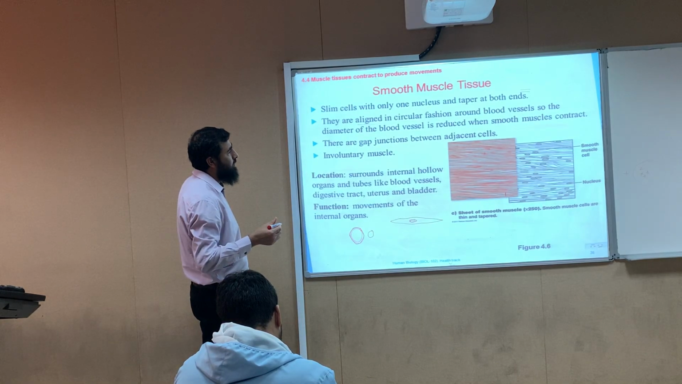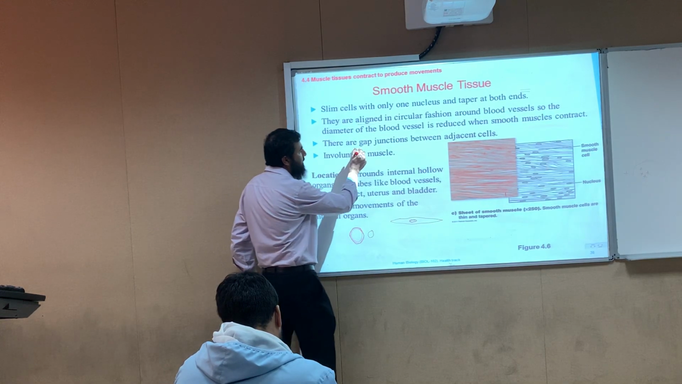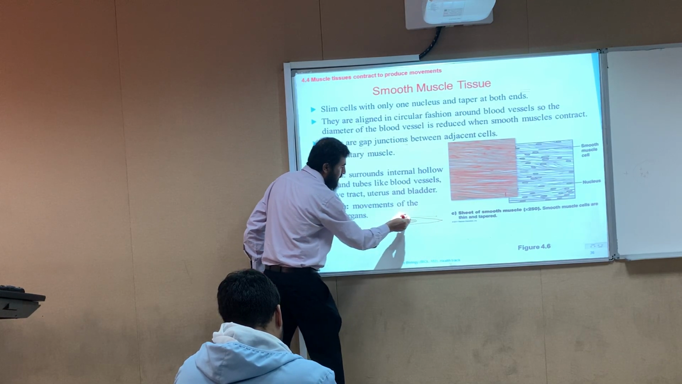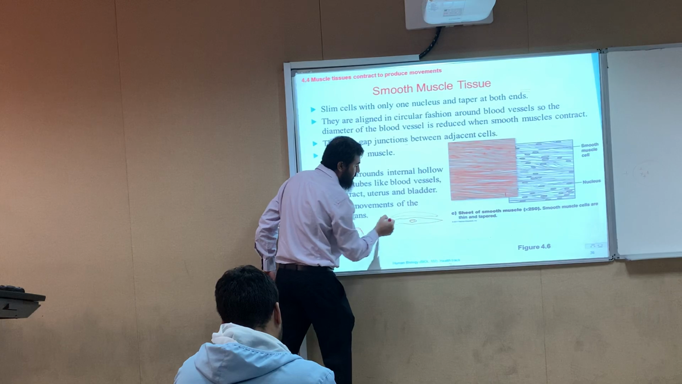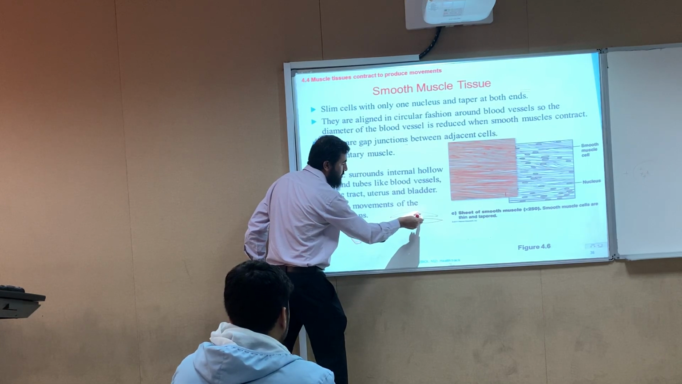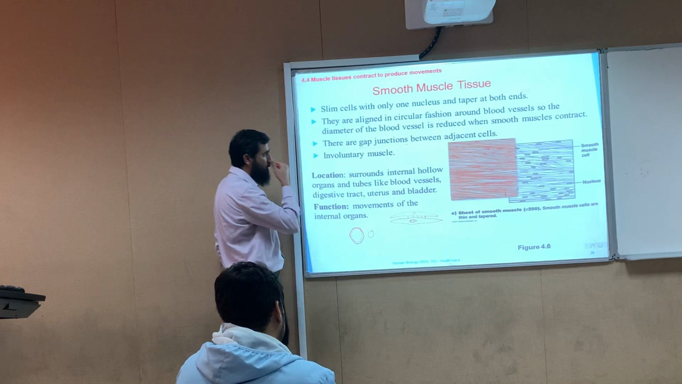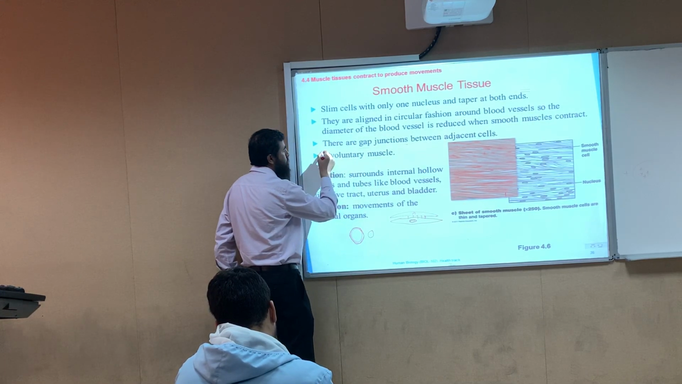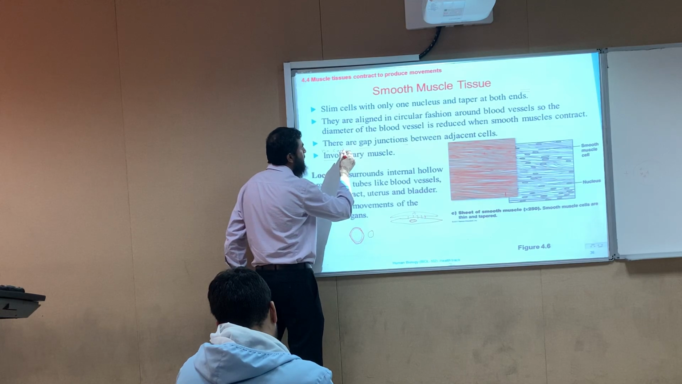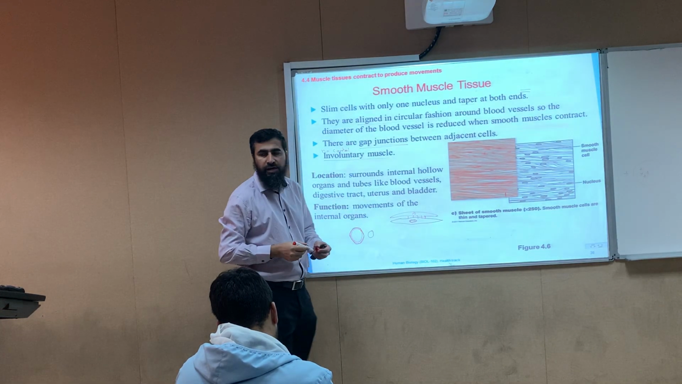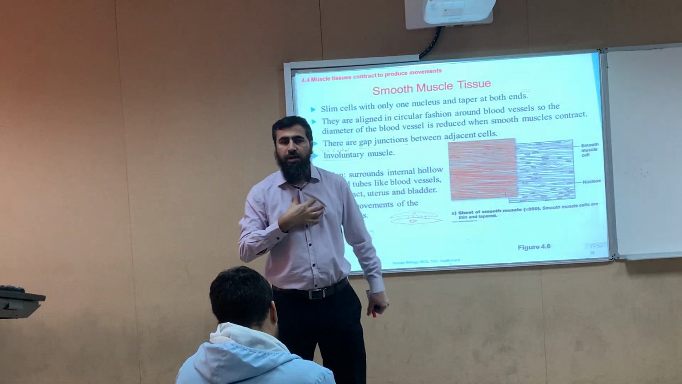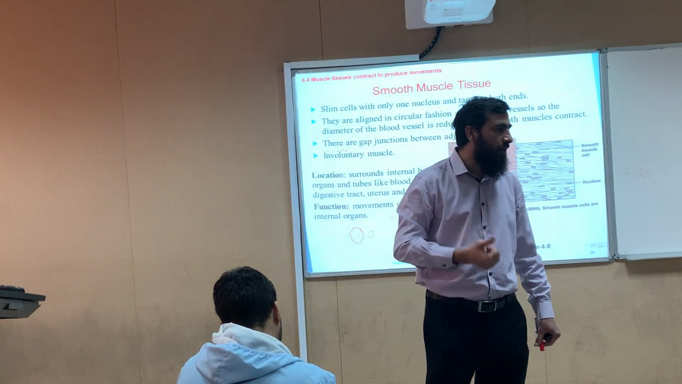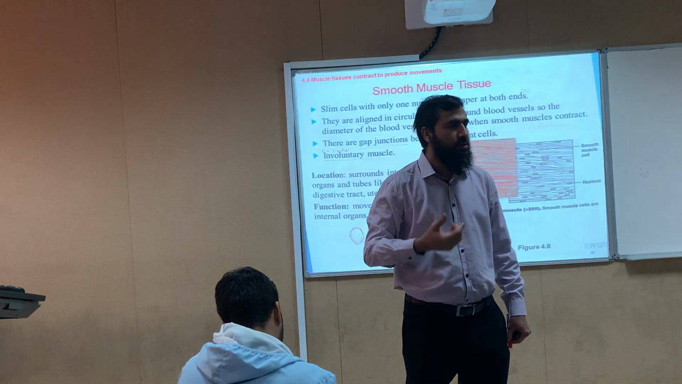We also have gap junctions between adjacent cells, but you don't see the dark striations here. There are cells next to each other, and we have no control over them. We find this in the blood vessels. We also find it in lots of the internal organs, like the stomach, the intestines, and the bladder.